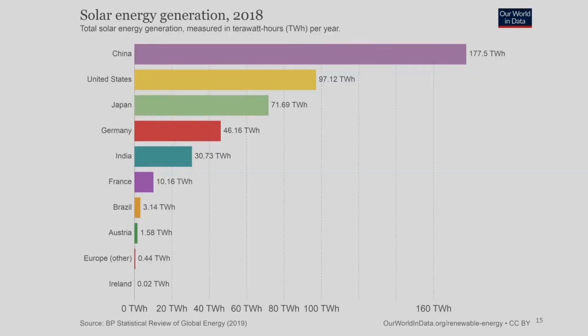And we can see the solar energy generation in 2018. Here, total solar energy generation, measured in terawatt hour, is shown. China is producing about 177.5 terawatt hour, followed by the United States at about 100 terawatt hour, followed by Japan at 72 terawatt hour, then Germany, then India at about 31 terawatt hour. So, this figure shows the total solar energy generation by countries.